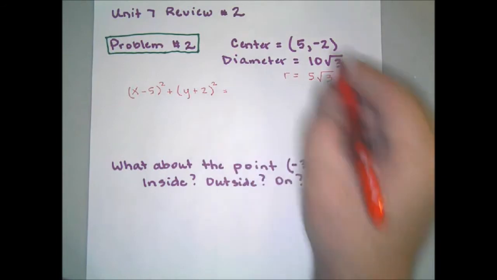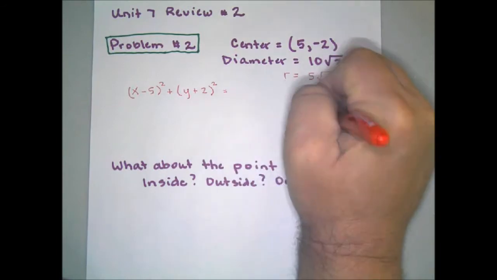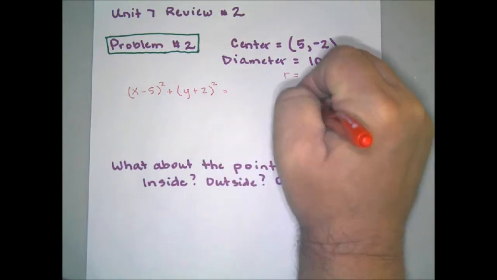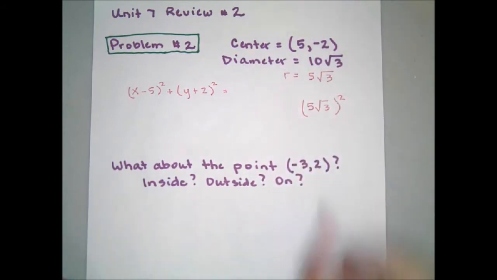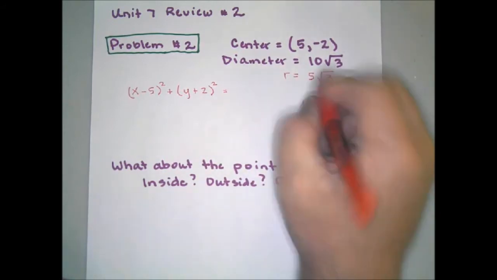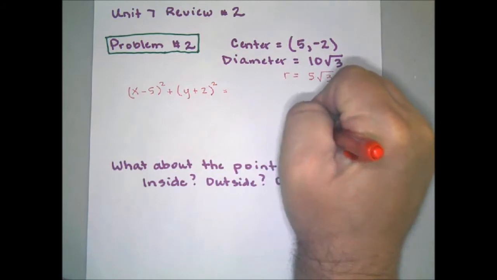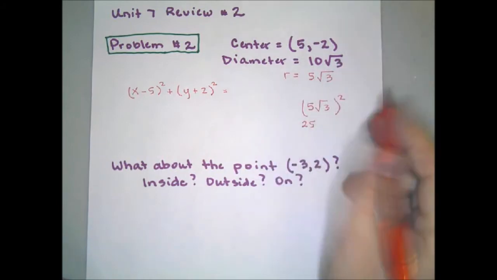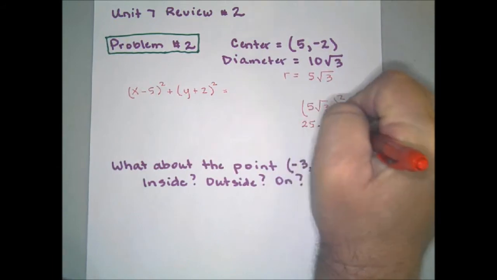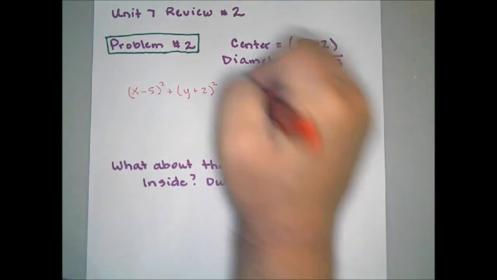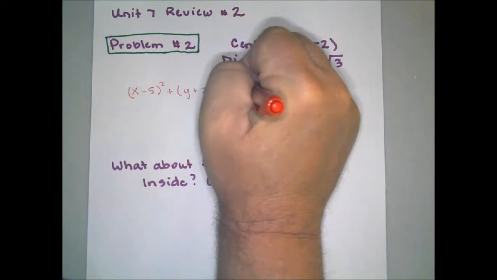So all we got to do is figure out, how do we take 5 square root 3 and square it? So outside, 5 squared really is 25. Square root 3 times square root 3 is simply 3. So that's 75. So that's what we put right there.